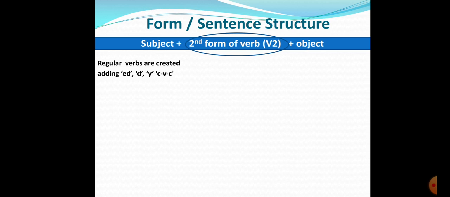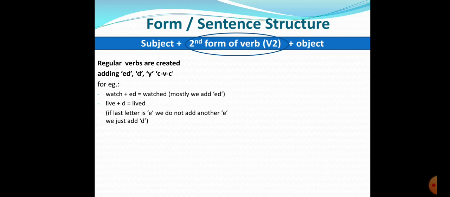Now what is that? Let's look at examples one by one. So the first says watch plus ed equals to watched. Now mostly we will use ed only in regular verb. I am talking about the regular verb right now. So mostly here the second form of verb is created by adding ed to the base form of verb. Okay. There are other regular verbs also. Let's have a look at it.